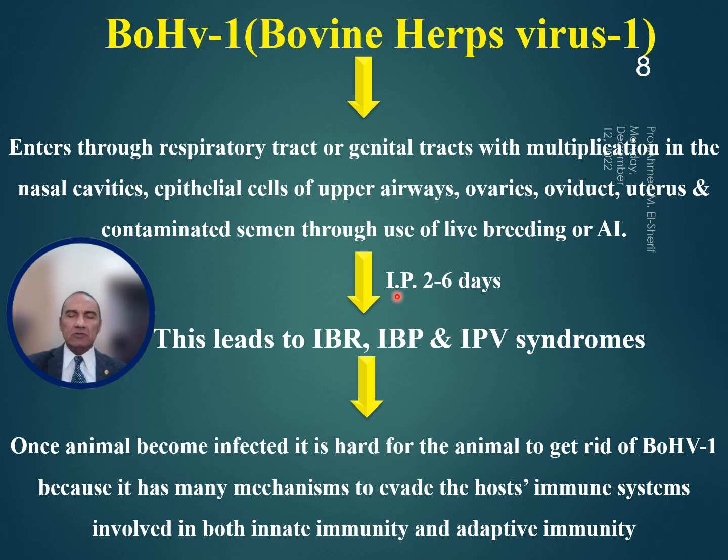During the incubation period that reaches 2 to 6 days, this will lead to occurrence of IBR or infectious bovine rhinotracheitis, IBP, infectious pustular vulvovaginitis, and infectious balanoposthitis syndromes. Once an animal becomes infected, it is hard for the animal to get rid of this virus because it has many mechanisms to evade the host's immune system, involved in both innate immunity and adaptive one.